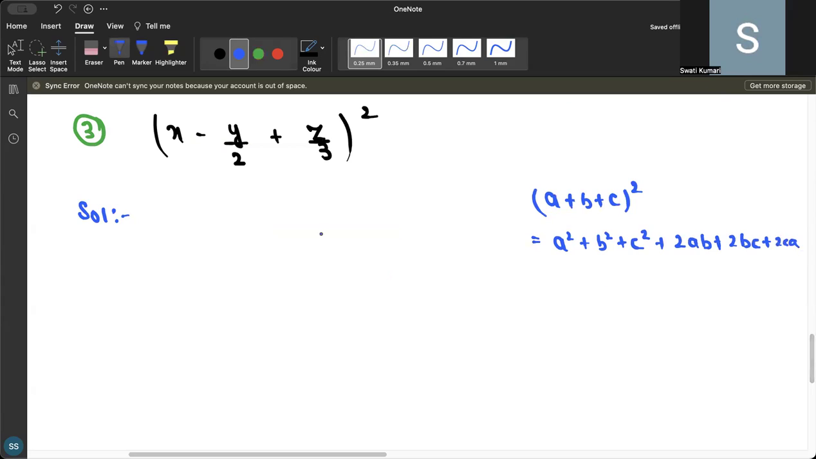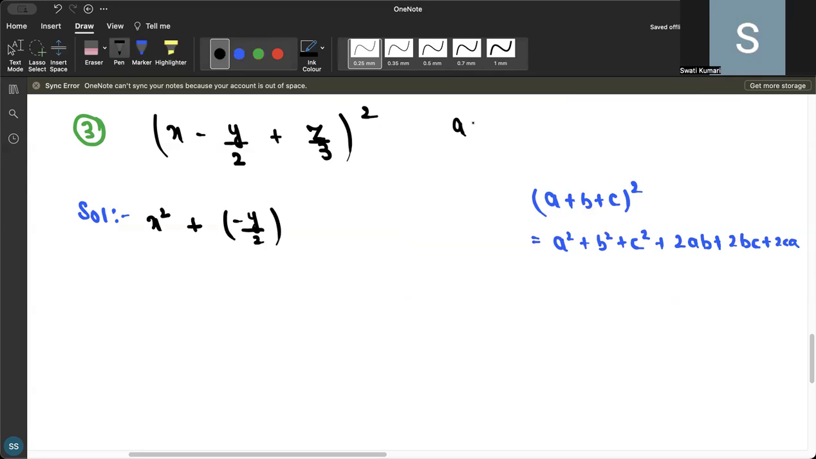This is the formula. Using this formula, you have to do it very carefully. It will become x square, because in the formula we do not have a minus sign. So you can consider this question as x plus minus y by 2. The second term is with the minus sign because of the formula. I'm just using the formula a square plus b square. What is b square? Minus y by 2.